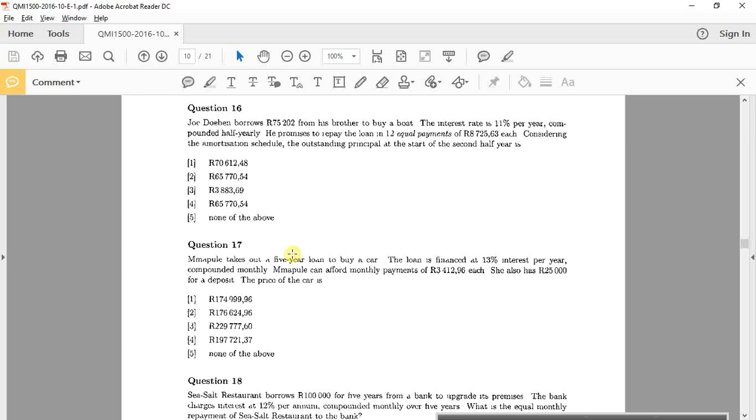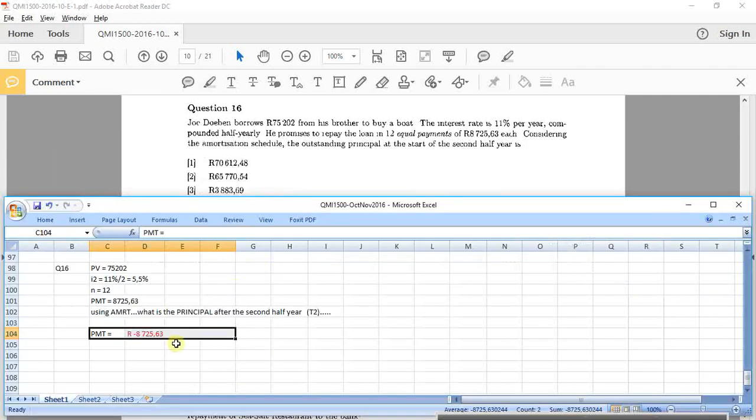8,725. Okay, so the future value will always be 0, because you're paying off the loan. So the answer that you get here is, solve for principal. Principal was what? 4841,94.